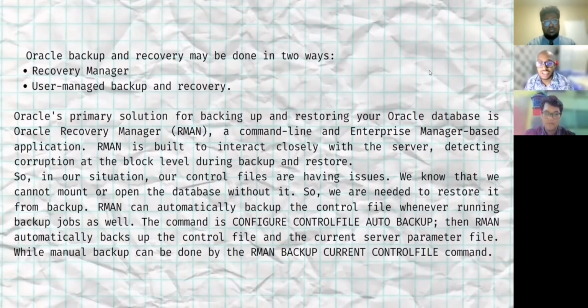So in our situation, our control files are having issues. So we know that we cannot mount or open the database without a control file backup. So the command is CONFIGURE CONTROLFILE AUTOBACKUP. This is to back up automatically, while manual backup can be done with the RMAN BACKUP CURRENT CONTROLFILE command. So these are the commands used for backing up control files and other files as well.